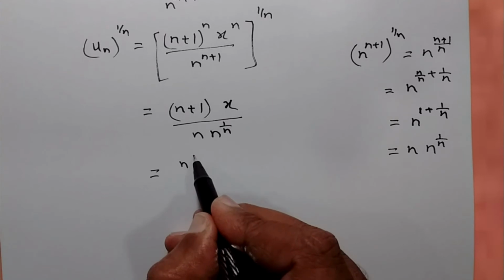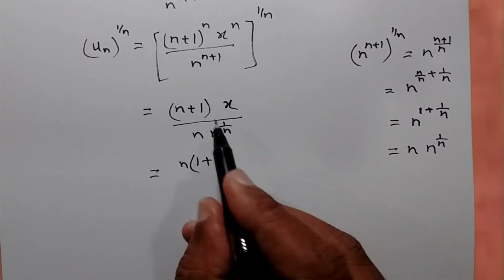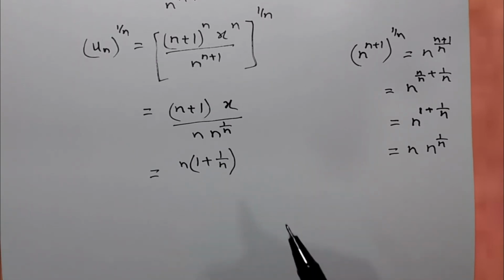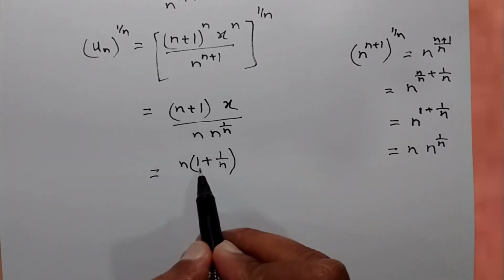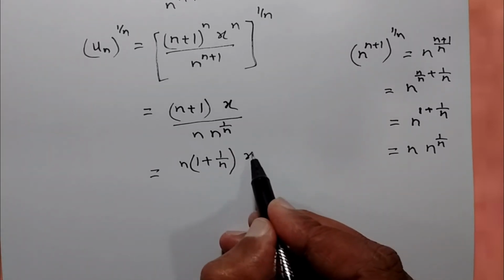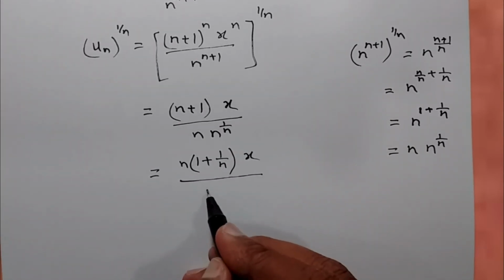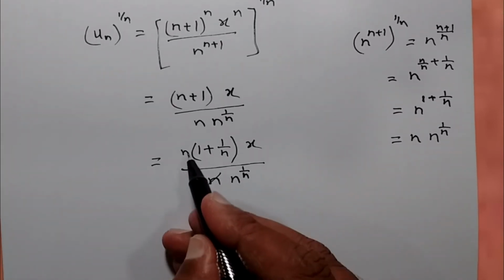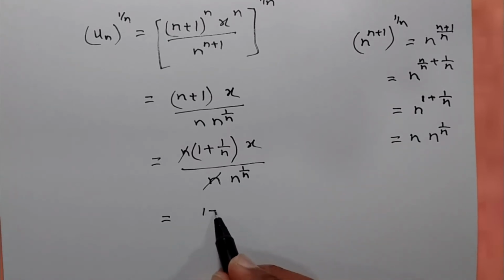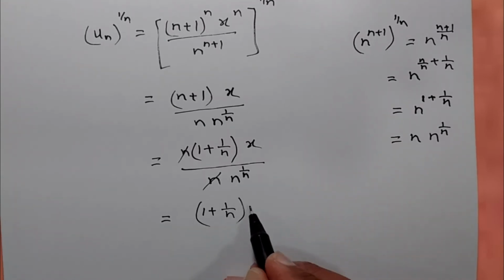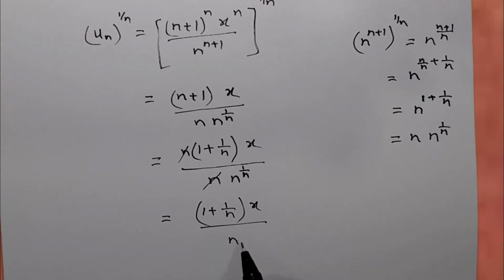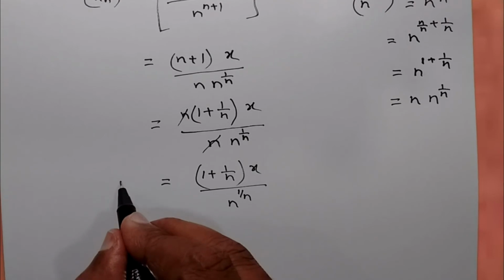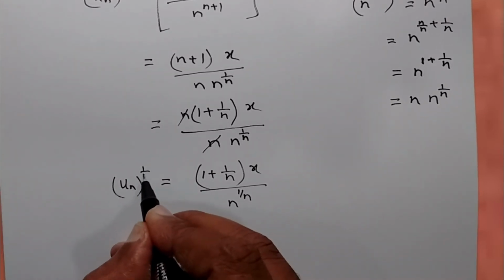Alright, if I take n common from here, what will be left out? 1 will be left out. Because I have taken n common, what will be left out here? 1 by n. Just taking n common from here, I get 1 plus 1 by n. This x value will be as it is, whole divided by n into n power of 1 by n. So what happens is n and n will get cancelled. We will be getting 1 plus 1 by n times of x divided by n power of 1 by n. So this is nothing but un to the power of 1 by n.